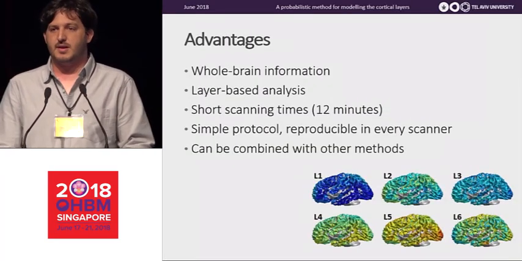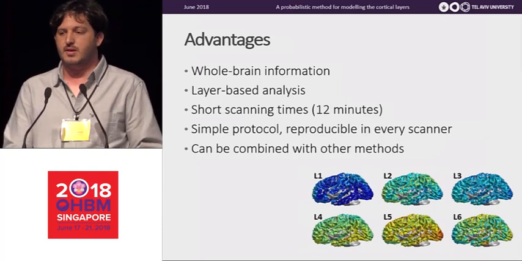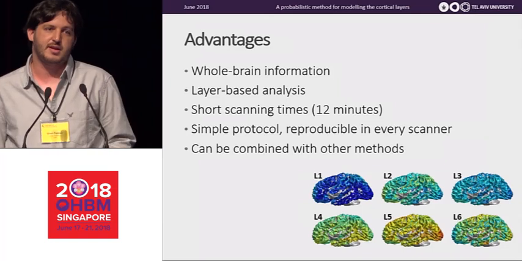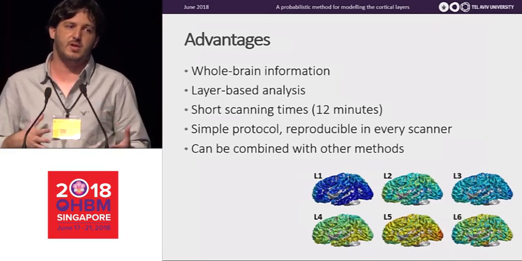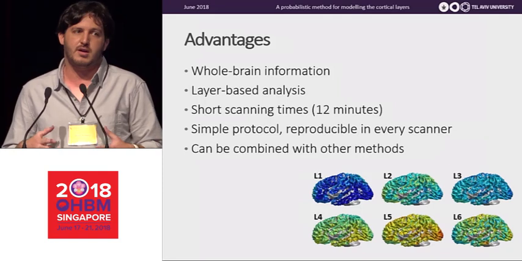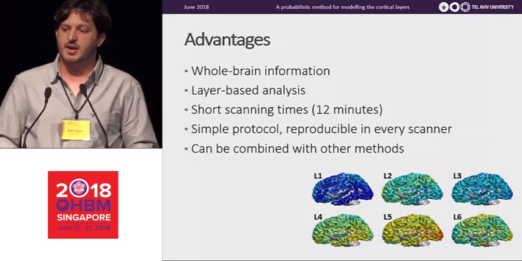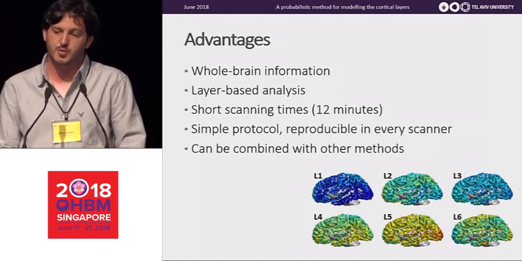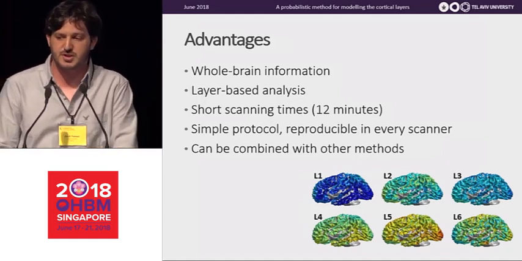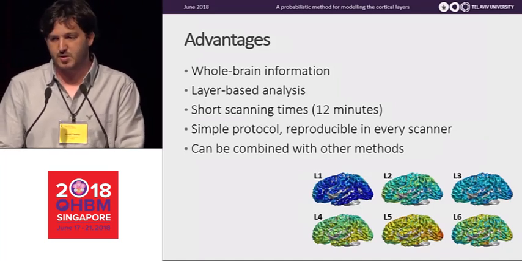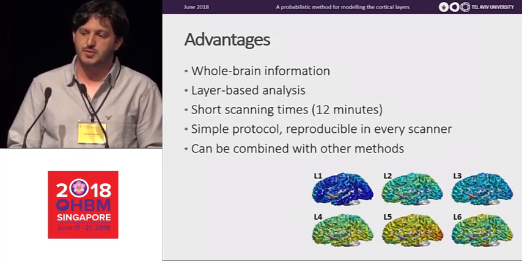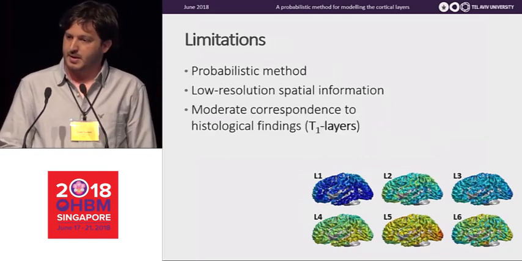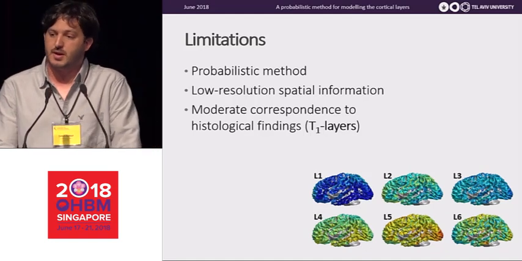We believe that this method has several advantages, and one of them is that it gives you whole brain information. So you're not just focusing on a single area in high resolution, like the stria of Gennari in area V1. You can do this on a whole brain basis and perform comparisons between groups based on their microstructural composition. It's very short, only 12 minutes long. It's a very simple protocol that can be reproduced in every scanner, and it can be combined with various other methods. It also has some limitations that I want to discuss.